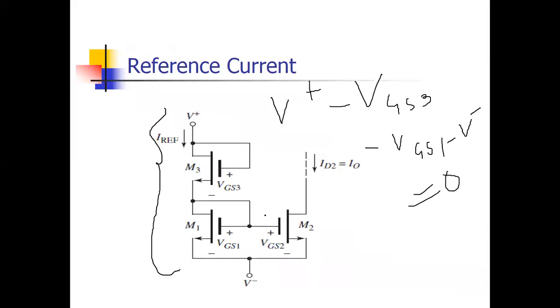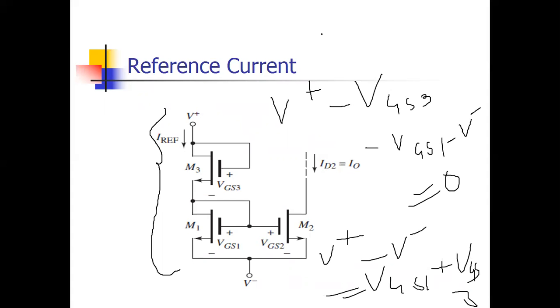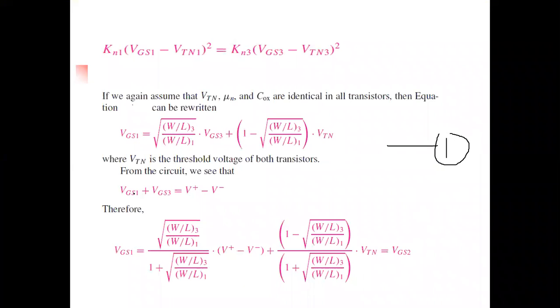When you rearrange it, with VGS1 and VGS3 on the other side, V positive minus V negative equals VGS1 plus VGS3. This will be your equation. Got it? So this is the equation VGS1 plus VGS3 equals V positive minus V negative. So this is equation number 2. Now put the value of VGS3 from equation 2 into equation 1 and check the value of VGS.